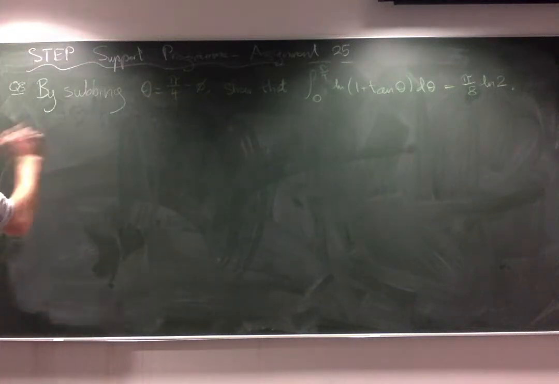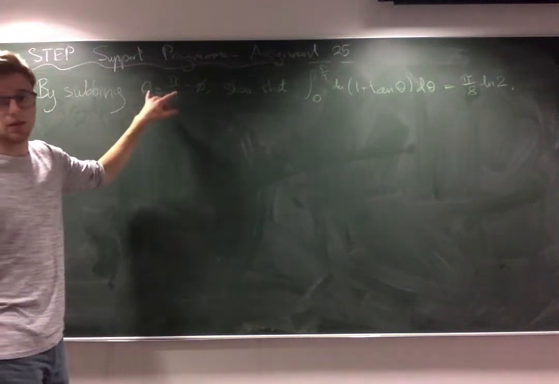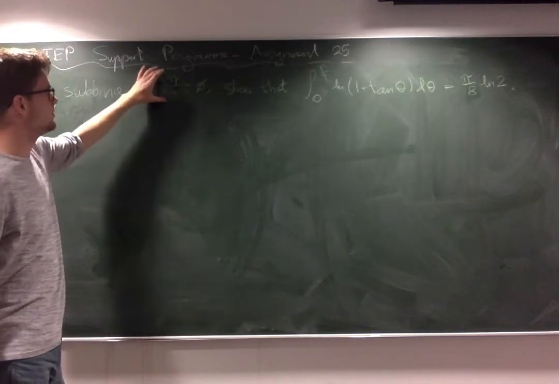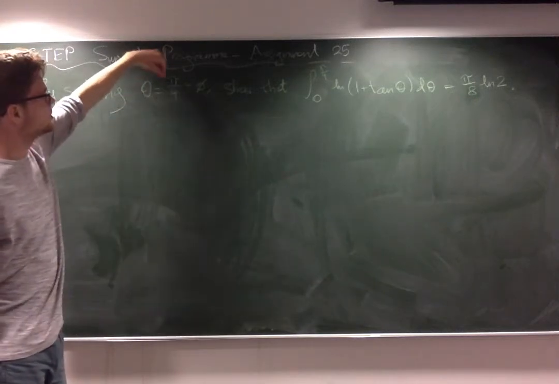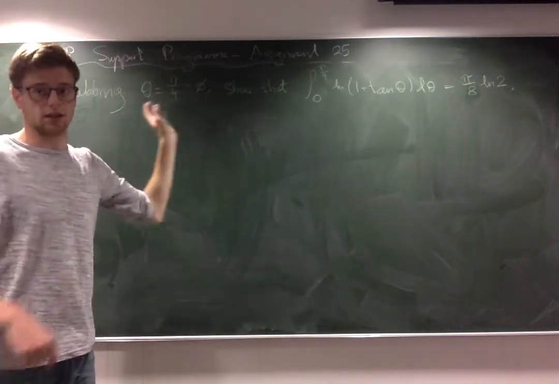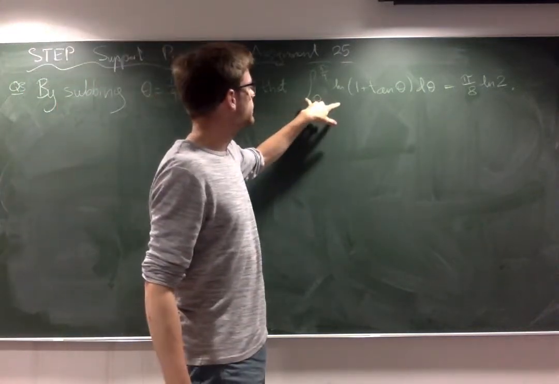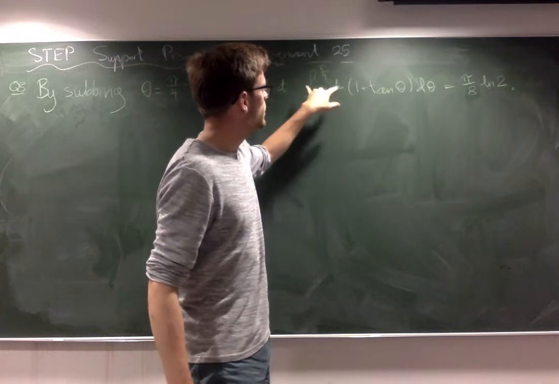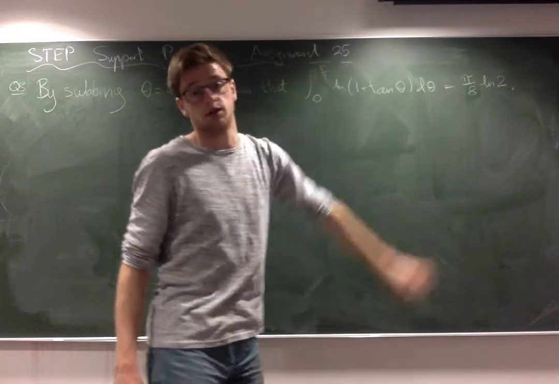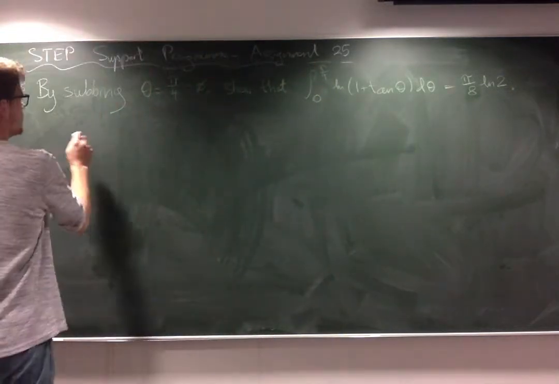Okay, so the substitution itself is actually quite simple. It's just like a linear substitution. So we're just going to get a minus 1, like d theta is minus d phi, if you want to think of it like that. And then I'm just going to go straight into the integral because it's not that complicated.